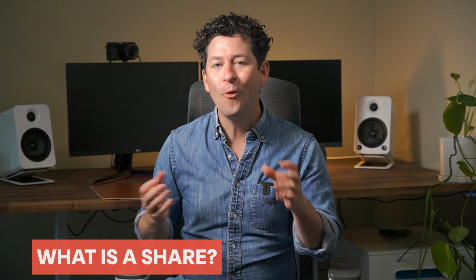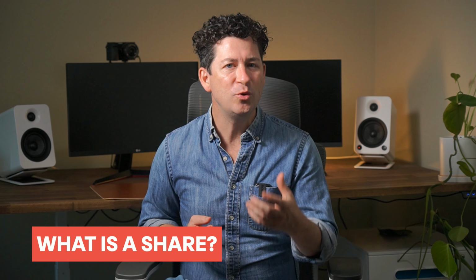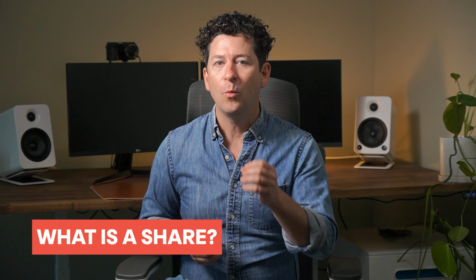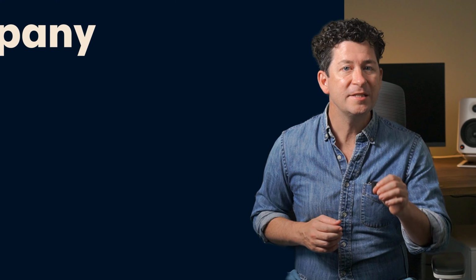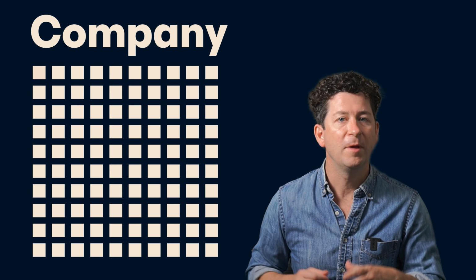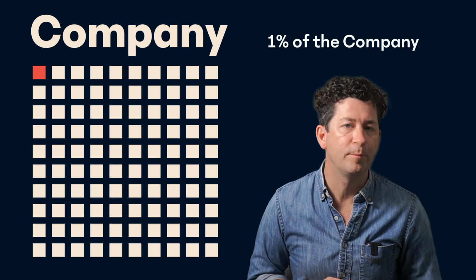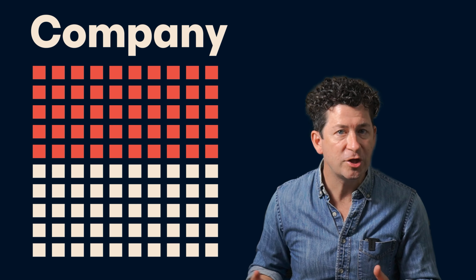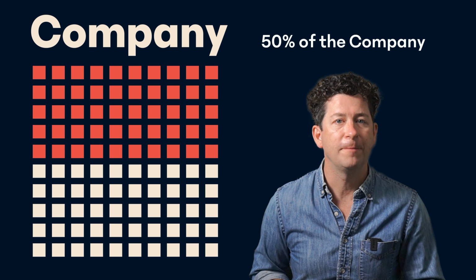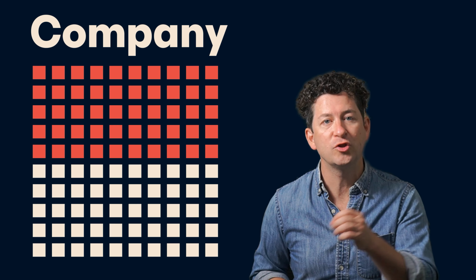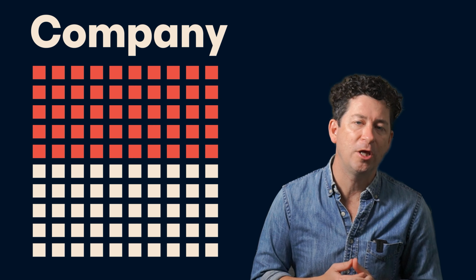First things first, what is a share? A share is a unit of ownership in a company. When you own a share, you own a portion of that company. Typically, the number of shares you own determines how much of the company you own. Let's say a company has 100 shares in total. If you own one share, you own 1% of the company. If you own 50 shares, you own 50% of the company. It's a simple calculation based on the total number of shares and how many you own.